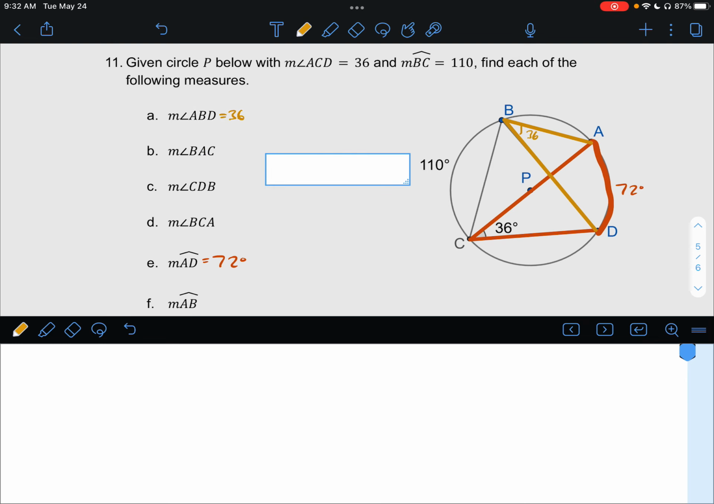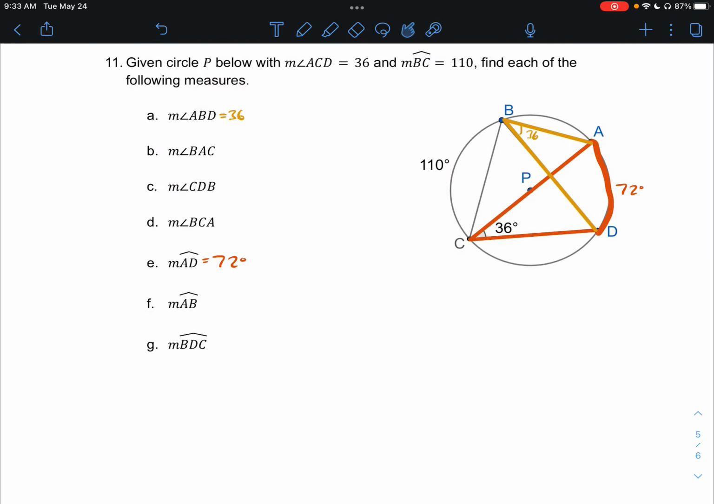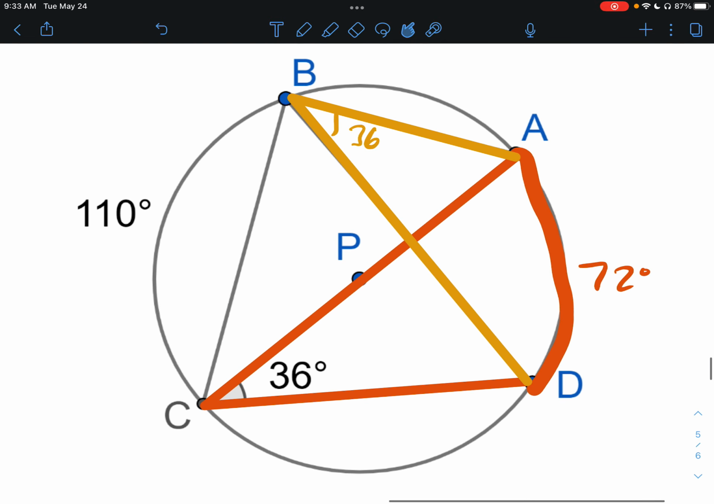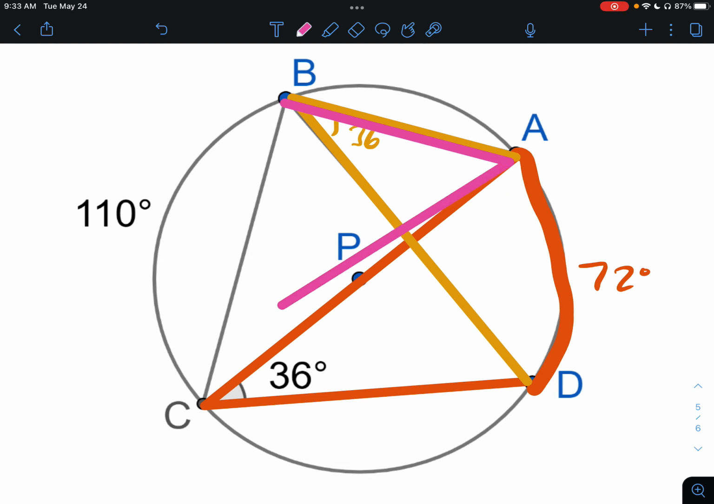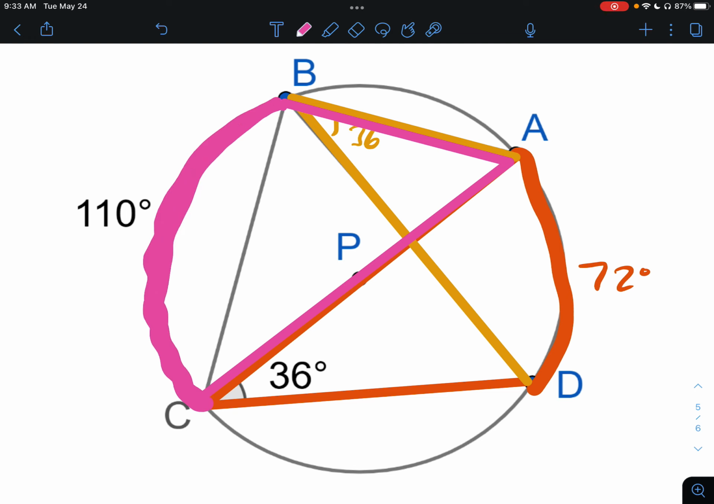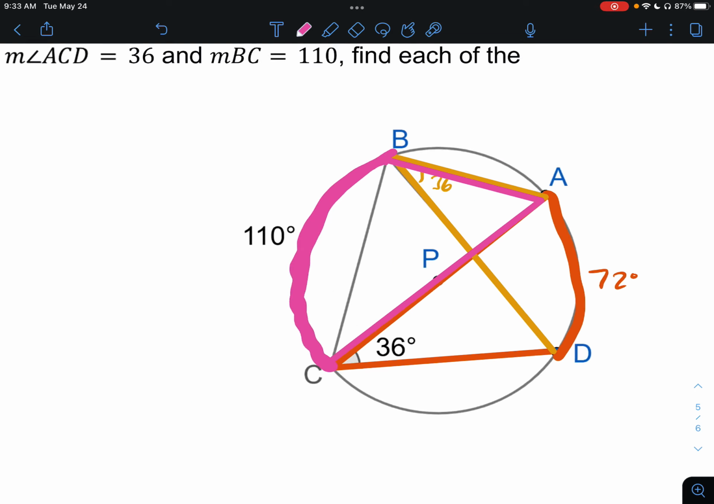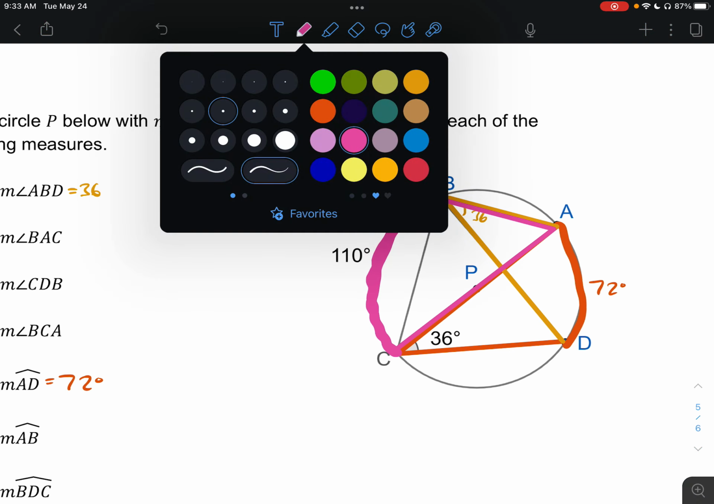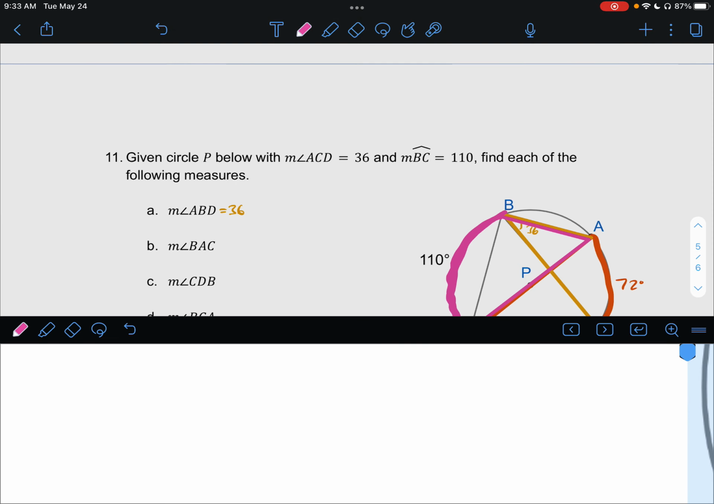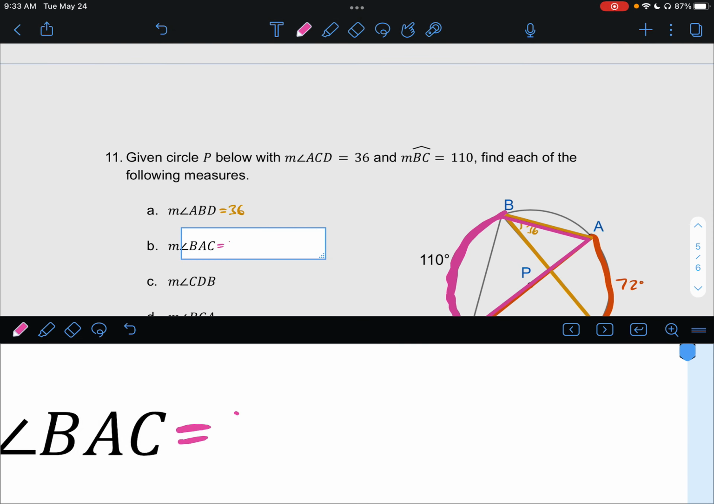All right, let's see, BAC. Okay, so if I want BAC, BAC is this angle here, and it forms this arc, this 110. So I just need to take half of 110 to get that inscribed angle. So half of 110 is going to be 55, which means measure of angle BAC equals 55 degrees.